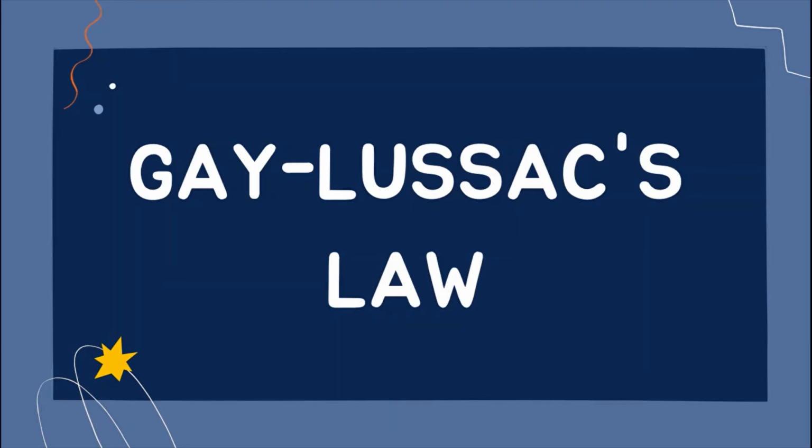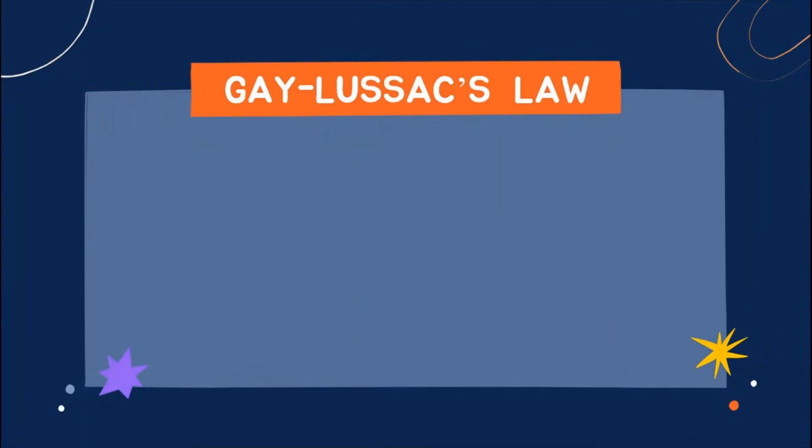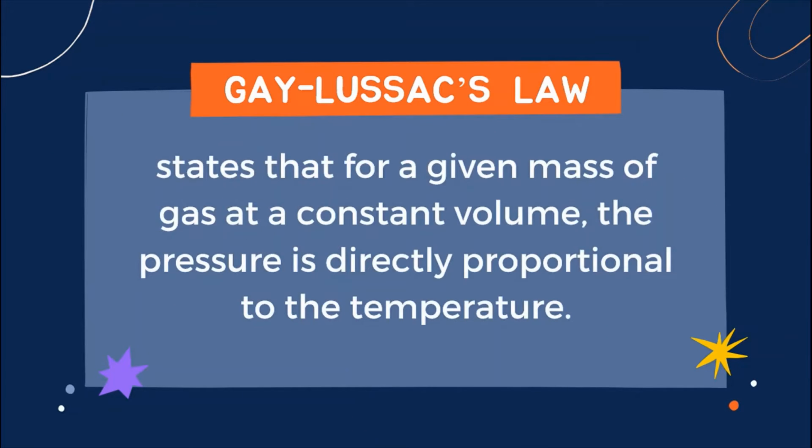Gay-Lussac's law. Joseph-Louis Gay-Lussac is a French chemist who studied and discovered the relationship between temperature and pressure of a gas at a constant volume, in which he proposed Gay-Lussac's law, which states that for a given mass of gas at a constant volume, the pressure is directly proportional to the temperature.